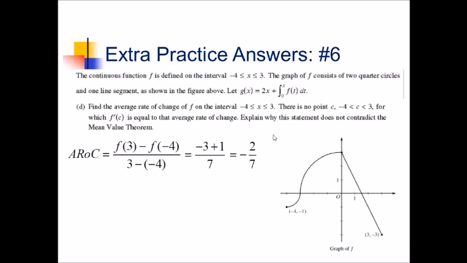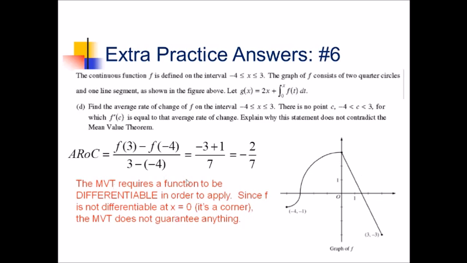Now the next part of the question, they said there is no point between negative 4 and 3 for which f prime of c is equal to the average rate of change. Explain why this does not contradict the mean value theorem. Well, the mean value theorem says that at some point on this interval, the average rate of change, which is negative 2/7, should equal the instantaneous rate of change if the function is differentiable. The MVT requires this differentiability in order to actually apply.